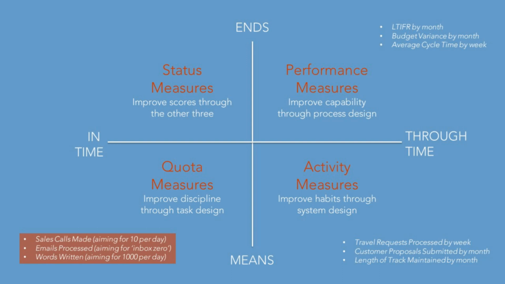Now, examples of quota measures are KPIs like these: sales calls made, maybe aiming for 10 per day; emails processed, aiming for an inbox 0; words written, maybe 1,000 words per day.